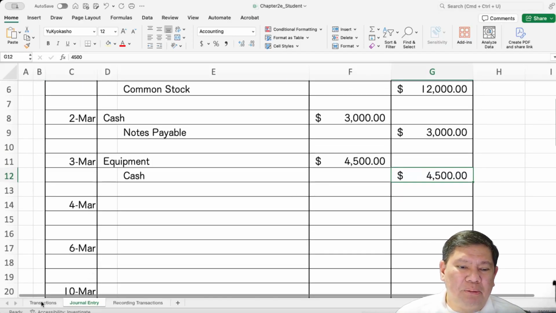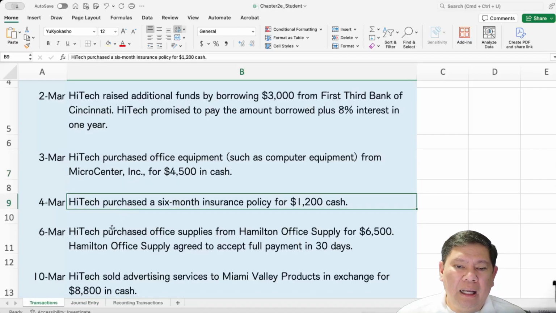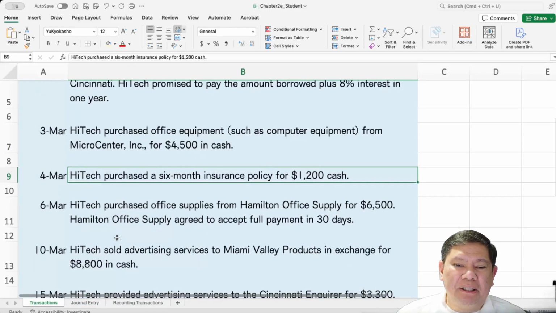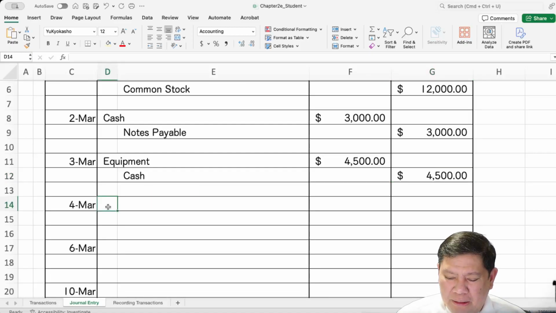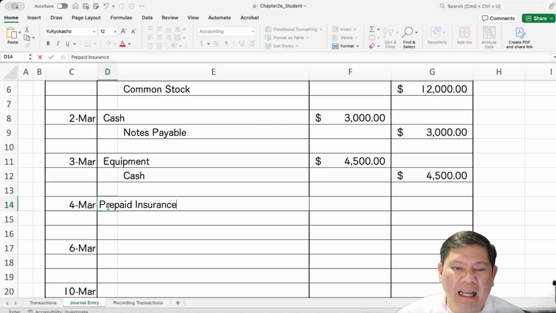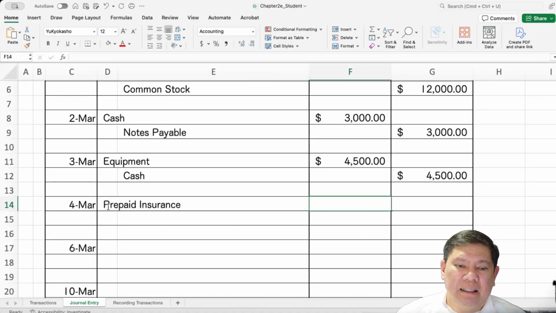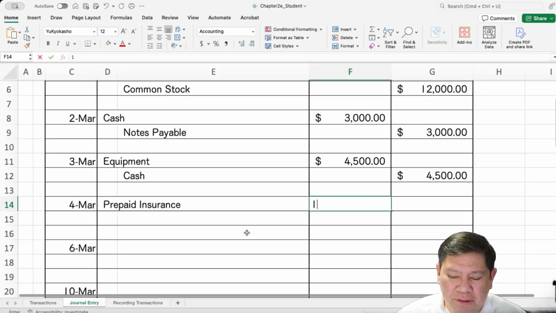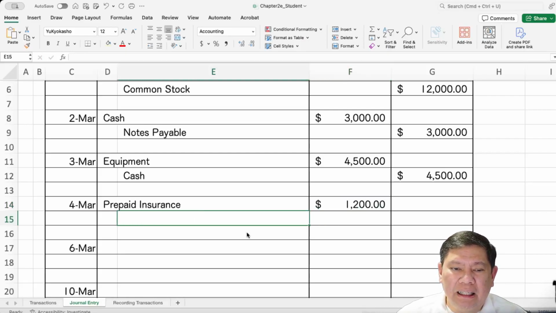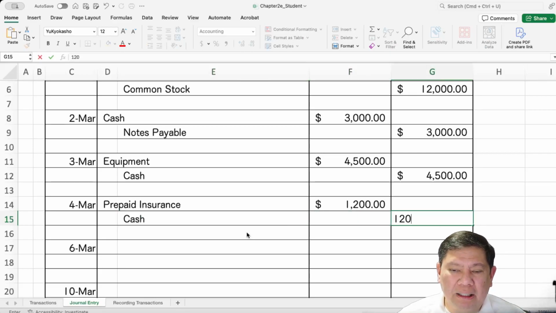March 4th, the company purchased a 6-month insurance policy for $1,200 cash. So this is what we call prepaid insurance. This is an asset, not an expense, because it covers multiple periods in the future that we have not used. 1,200. Cash again goes down by 1,200.